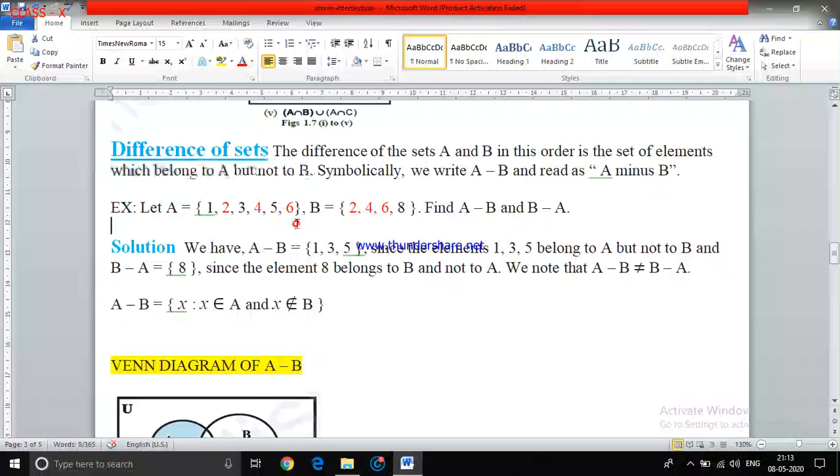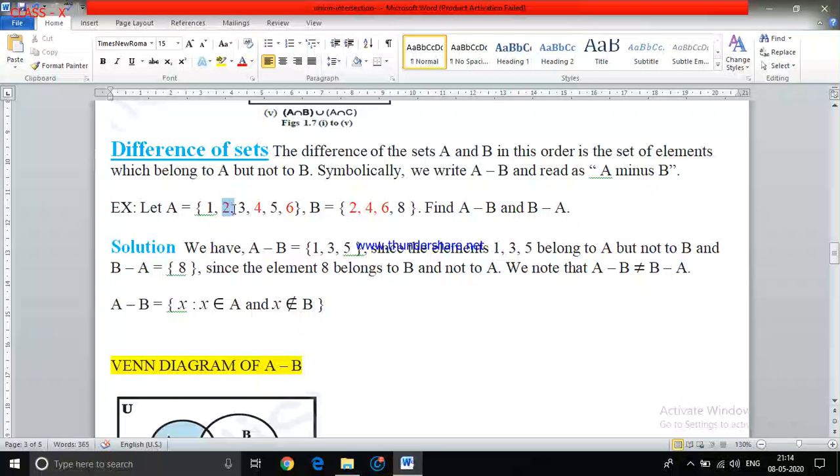Okay. So take the example. I have taken A as 1, 2, 3, 4, 5, 6 and B as 2, 4, 6, 8. Now I have to find A minus B as well as B minus A. Now let me come to A minus B. The definition says the elements which are in A but not in B. First I have to look at each and every one. One is there in A. Does one belong to B? No, one is not there in B. So I put A minus B has one element, that is 1.